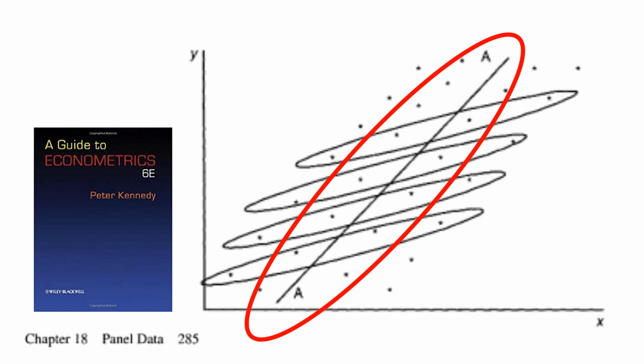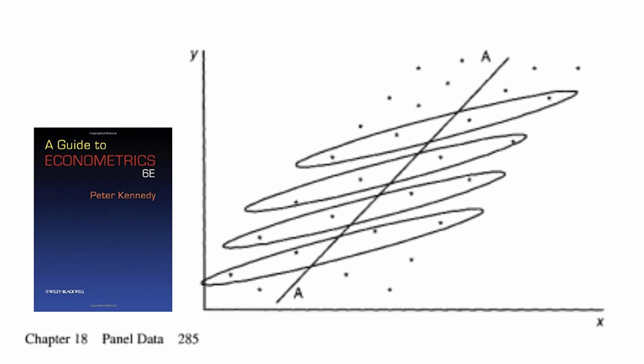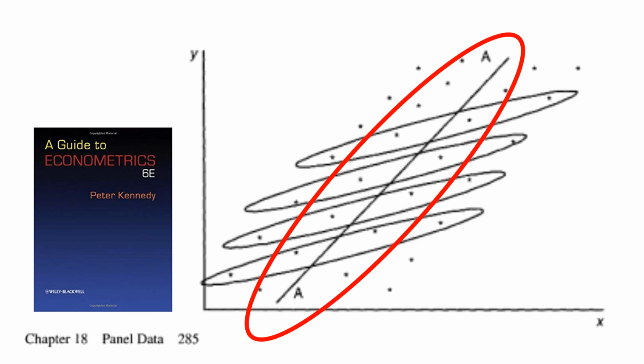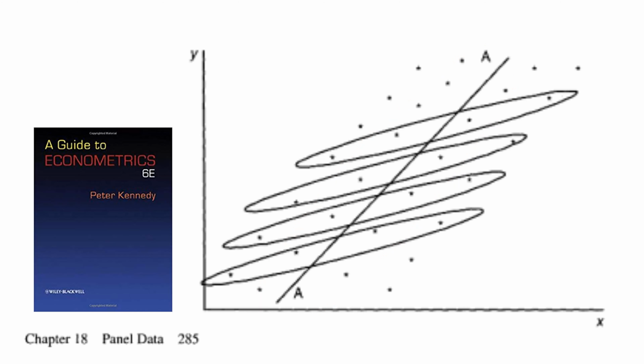See that the slope of the line A is steeper than the slope of the ellipses. Therefore, OLS is biased. It overestimated the impact of X. And if you run random effect, you are going to get bias as well, because random effect is a weighted combination between ordinary square and the fixed effect.